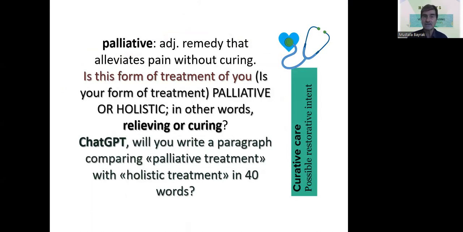Palliative, as an adjective. In fact, we use it also in Turkish as palliative. Palliative means, as an adjective, a remedy that alleviates pain without curing. Is your form of treatment palliative or holistic? In other words, both are beautiful: relieving or curing.